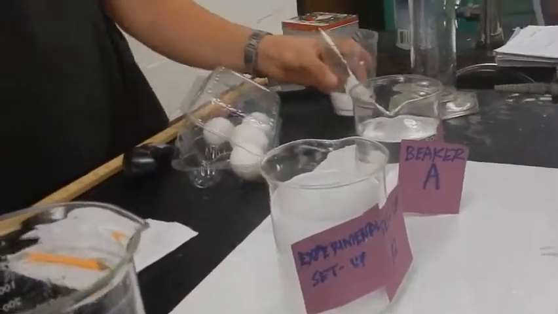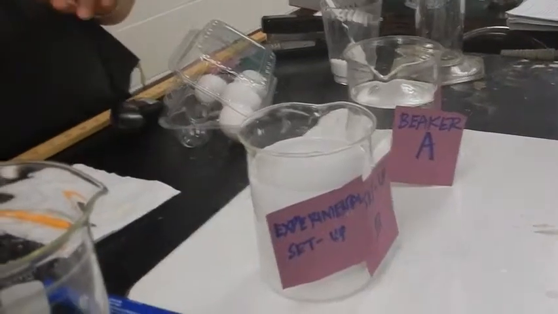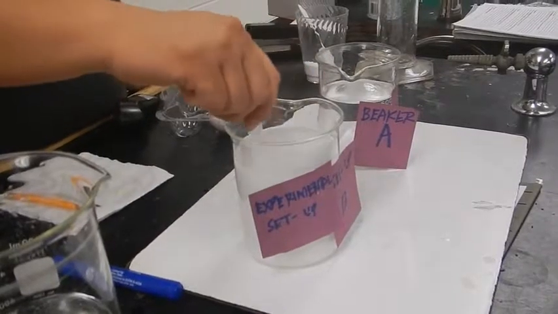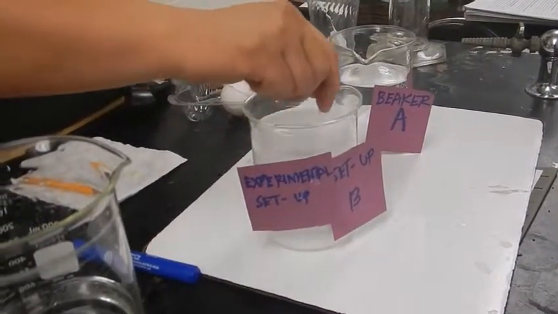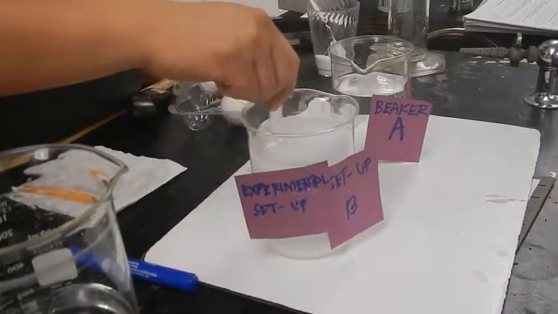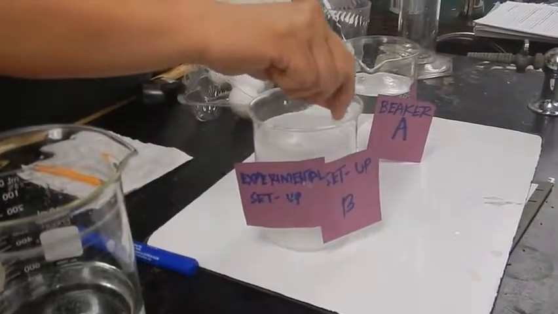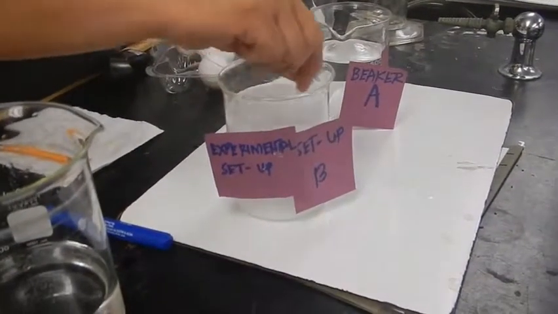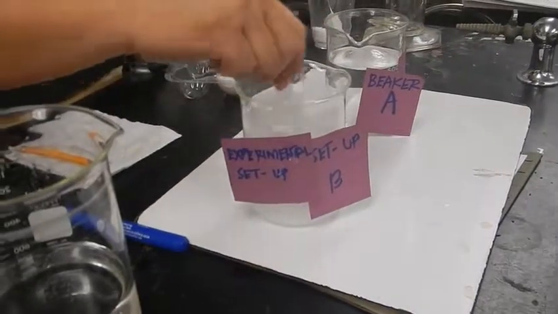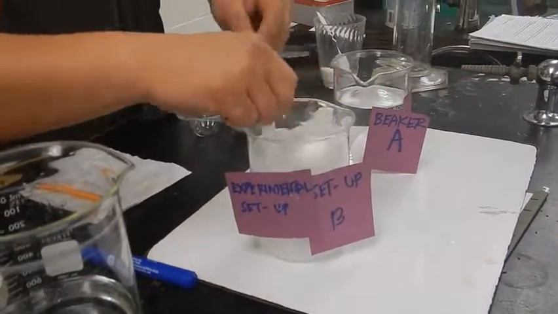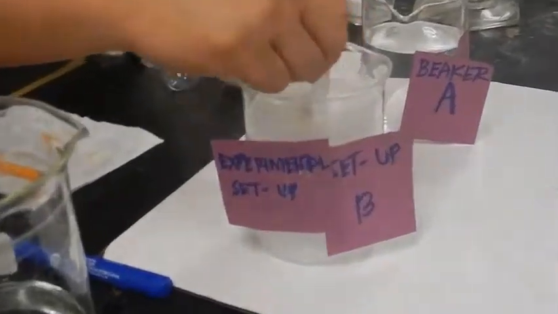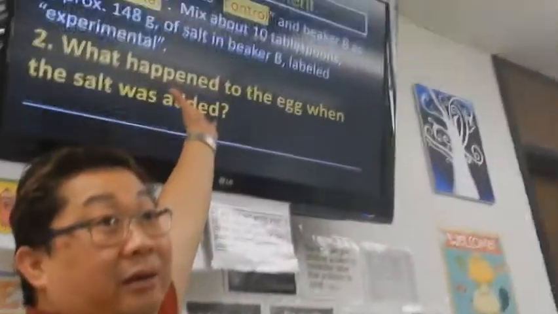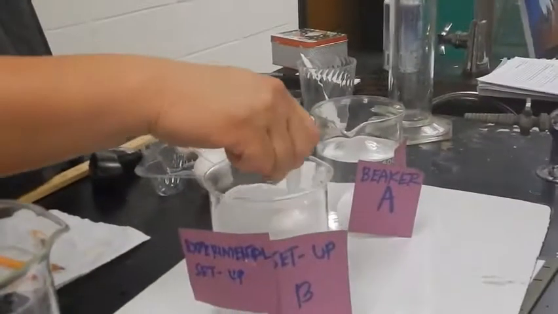Now, after adding the salt, I will now mix it. Okay. I will now mix the salt water solution. After mixing it, I need you to observe what happens to the egg. So again, this is the experimental setup because this is the one that received the independent variable, and the independent variable is the adding of salt to the water.